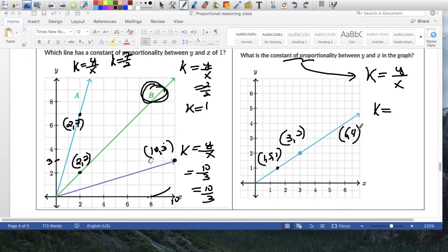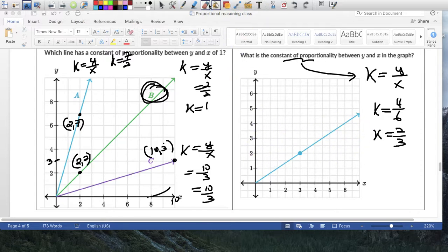4, which is the y value, over 6. And k equals 2/3. Okay. And there's one more thing I'd like to show you here. So notice that k equals 2/3 also ends up being our slope.